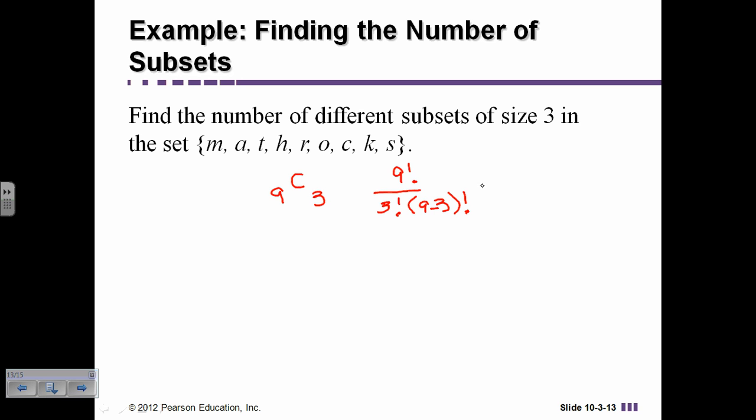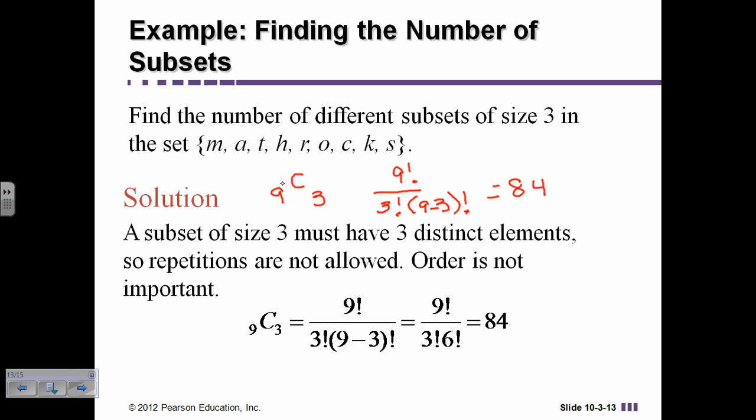So if we do our mathematics for that, which I'll let you do the math for it, we should end up with 84 possible combinations. So again, what that means is that there are 84 different combinations of the letters MATH ROCKS, to put it into subsets of 3.